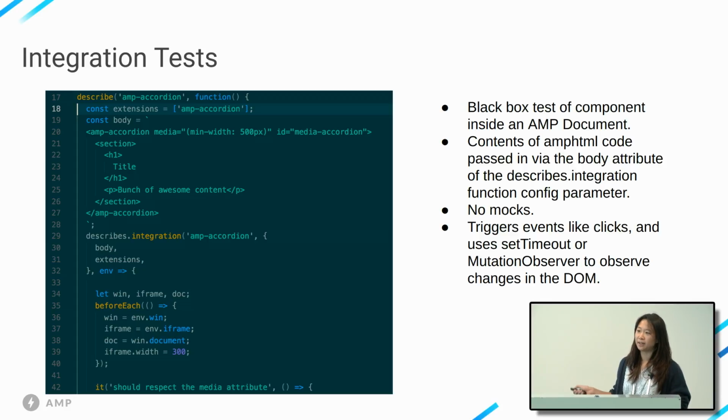And usually what we'll do with these tests is we'll trigger some kind of event, usually a click event. And then we'll verify that, hey, these pieces of CSS show up. Or after this animation, this thing shows up, and this other piece of UI shows up inside the DOM. Usually we'll use something like setTimeout or a mutation observer, basically to observe expected changes in the DOM.